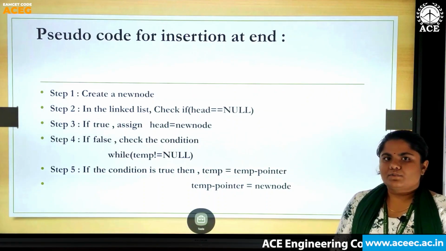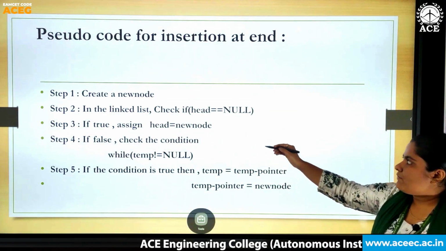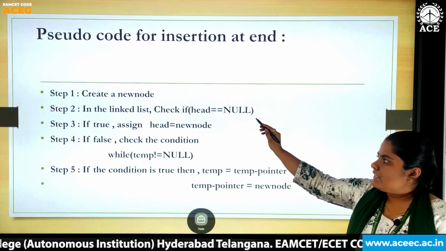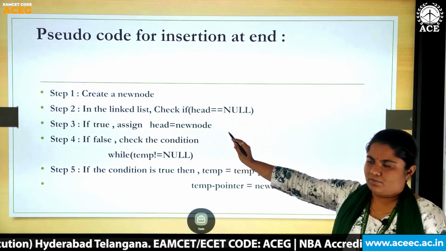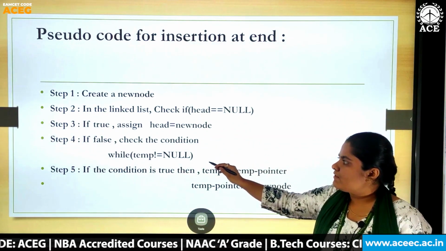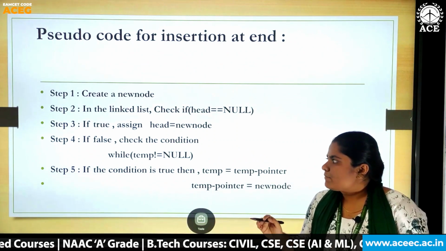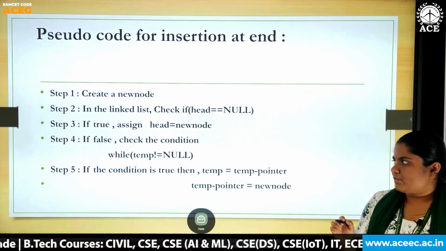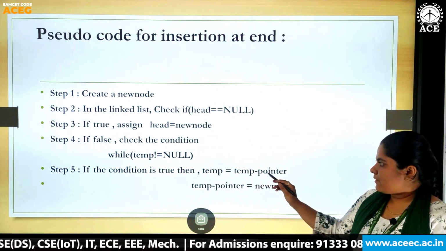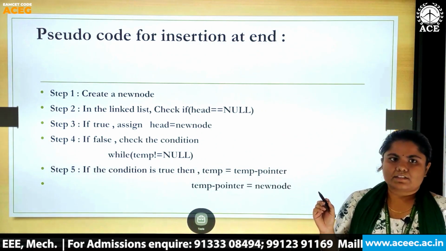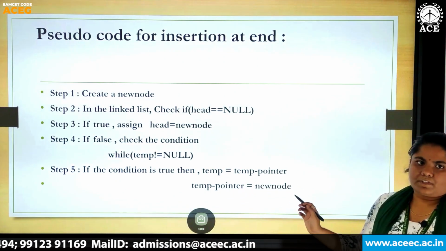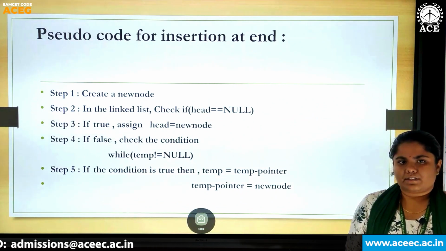Now let's look into the pseudocode for insertion at the ending. First we check if head is equal to null, that is if the linked list is empty or not. If the linked list is empty, then we assign head equal to new node. If the linked list is not empty, when the condition is false, we check another condition, that is while temp is not equal to null. Here the temporary variable is used to traverse between each and every node in the linked list. If this condition is true, then we assign the temporary variable equal to temp pointer, that is the temporary variable address, and the temporary variable address to the new node. So this is how we do insertion at the ending in a single linked list.